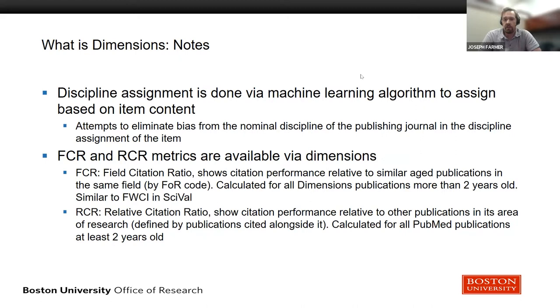Their goal with that is to eliminate what comes up as a problem for many websites, which is that the nominal discipline of the journal or publishing entity influences the discipline of the item. The example I've given in other webinars is if you wrote an economics paper about the economics of higher education, but it was published in an education journal, the fact that the journal is flagged as an education publication will influence the disciplinary assignment of the article. Even if it's purely economics, it might get tagged with education as well. The theory here is that the machine learning algorithm isn't looking at the journal discipline as much and can better suss out what is the actual content of the article.